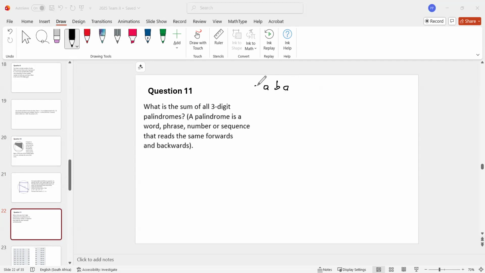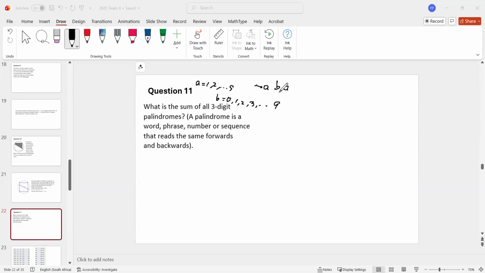It's not true that this A can be anything. This A here can only be from A equals 1, 2, up to 9. It's a 3-digit palindrome, you can't have 0. You must just be careful of that. So there are only 9 possibilities for A. And for the B, the inside one, you can have any one of the 10 digits, and all of them will give you palindromes.